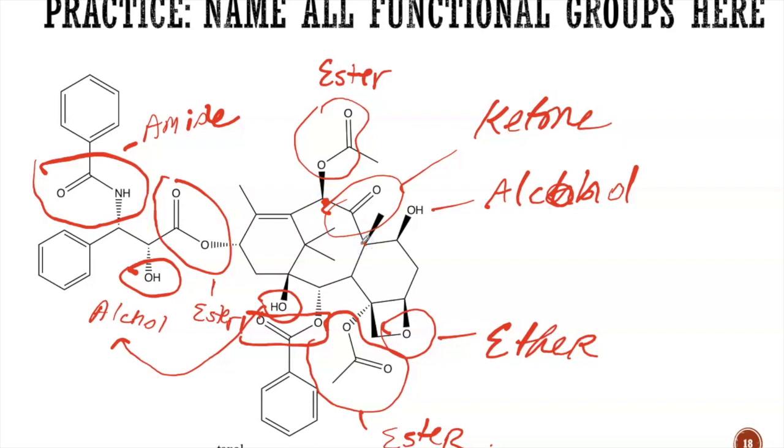So present in this Taxol molecule are an amide, a number of esters. We got 1, 2, 3, 4 esters, 1, 2 alcohols, an ether, and a ketone. And that's it for this video.